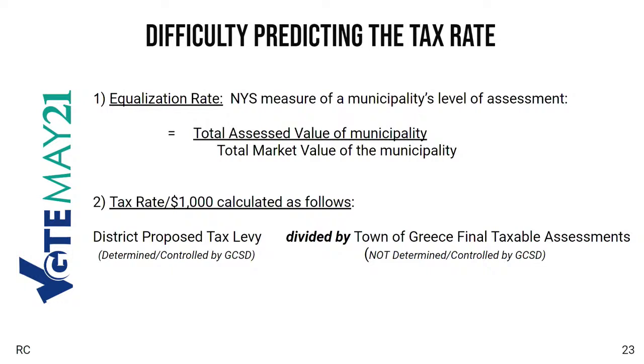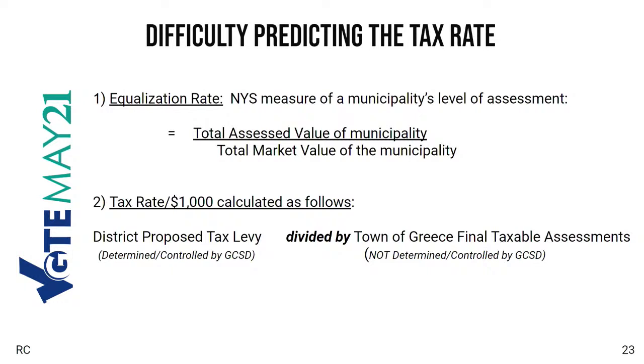Why is that important? I wanted to put a couple numbers out there just to give you an idea. For 23-24, we were told the taxable assessed value is $5 billion for the town, for Greece Central Schools, at 86%. The total market valuation was $5.8 billion. So when you take the $5 billion that's taxable, divided by the $5.8 billion total market value, that's where you get the 86%.